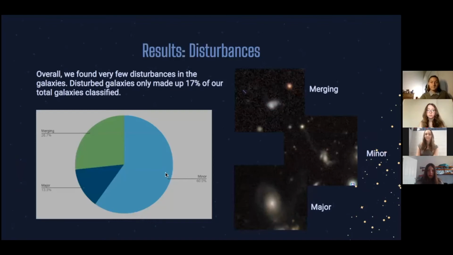Overall, we found very few disturbances in the galaxies. Disturbed galaxies only made up 17% of our total galaxies classified. When there was a disturbance, it was typically minor, which made up about 60% of all disturbed galaxies. Next was merging galaxies, which made up about 26.7% of disturbances. Finally, there were fewest major disturbances, only making up 13.3% of our total galaxies classified.